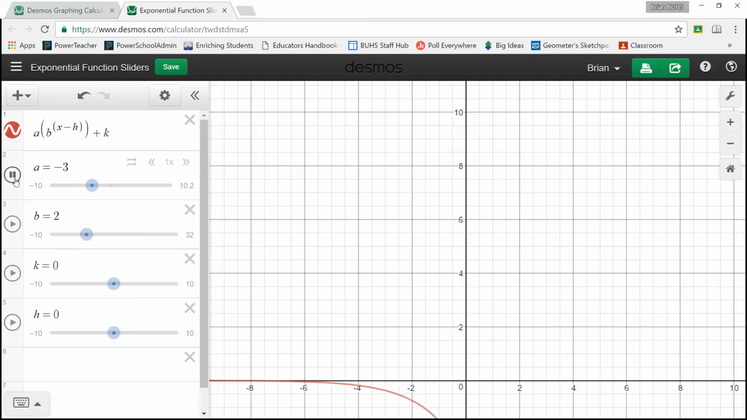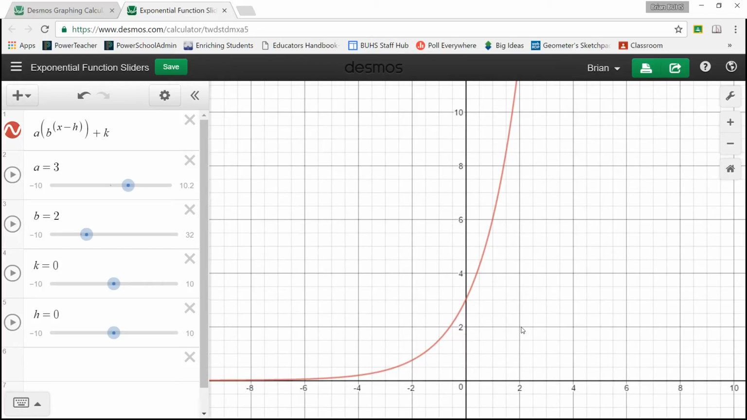Just like when we did absolute values back in the day, multiplying by an a bigger than 1 was a vertical stretch. Notice when a is 2, it actually doubled the height. It made the heights of these even higher. When a is 3, it tripled the height. This used to be 1, now it's 3.